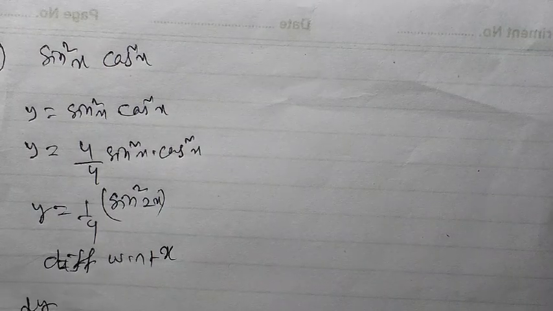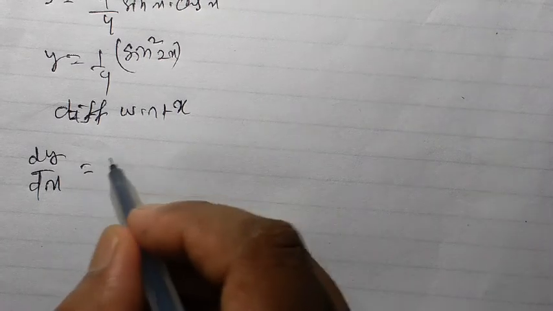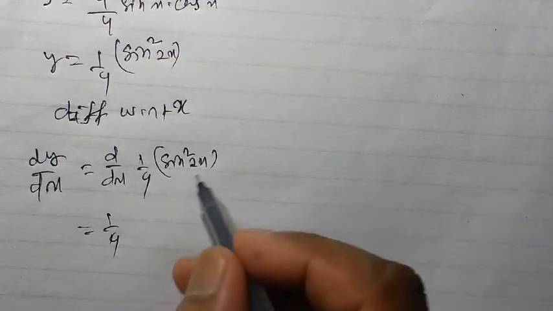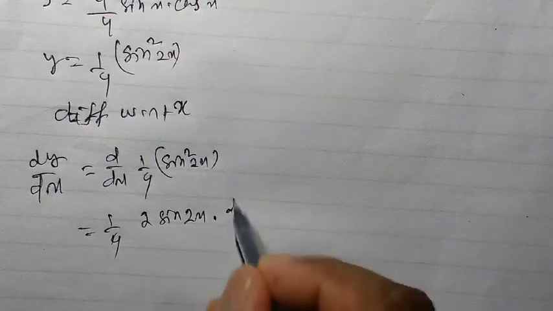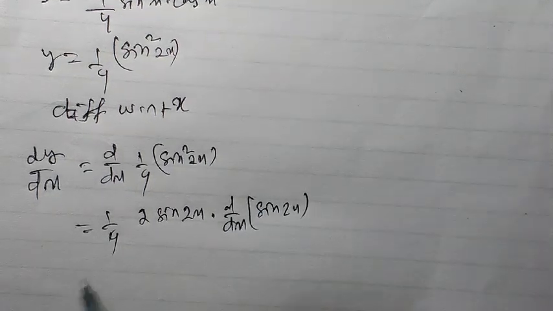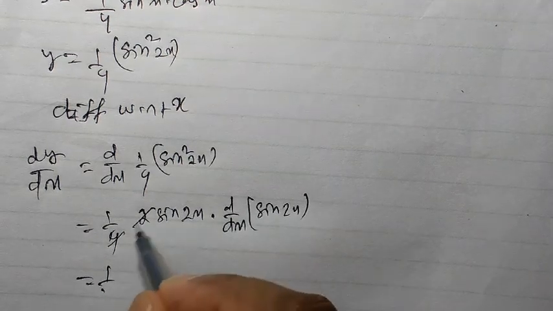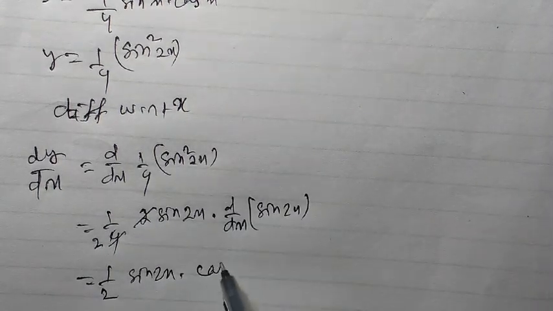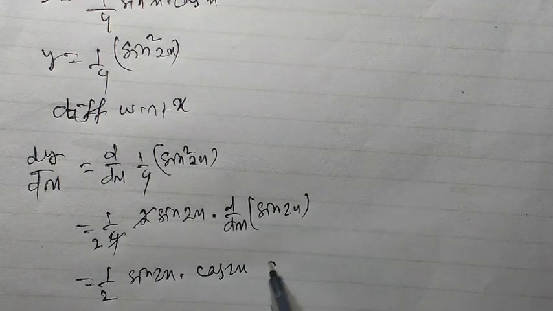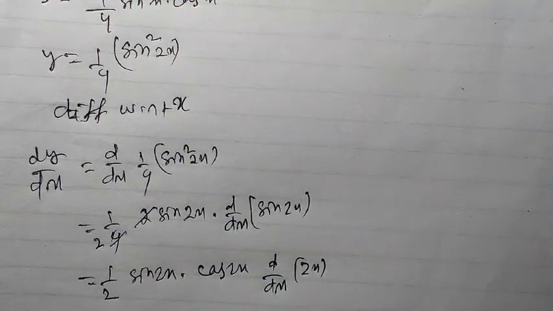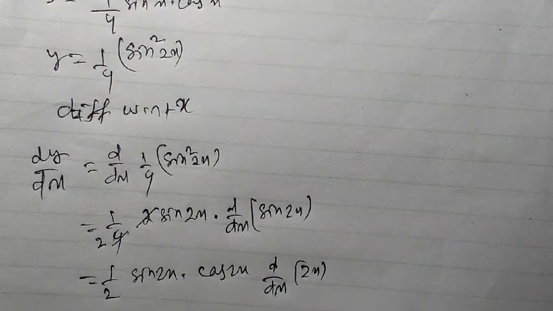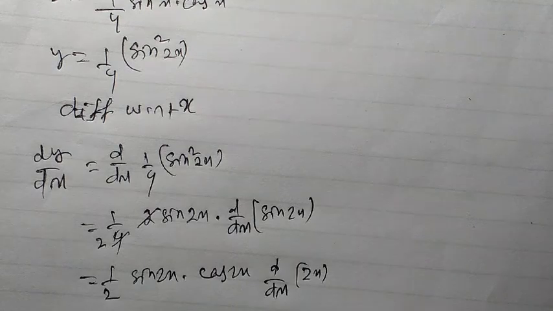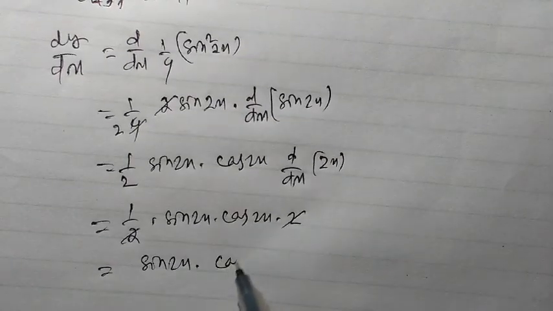dy by dx is equal to d by dx of 1 by 4 sin square 2x. 1 by 4 is the constant; the derivative of sin square 2x is 2 sin 2x into the derivative of sin 2x. The 2 cancels with the 1 by 4 to give 1 by 2 sin 2x. The derivative of sin 2x is cos 2x, and again the derivative of 2x is 2. So it is equal to 1 by 2 sin 2x into cos 2x into 2, the 2s cancel out, and the result is sin 2x into cos 2x.